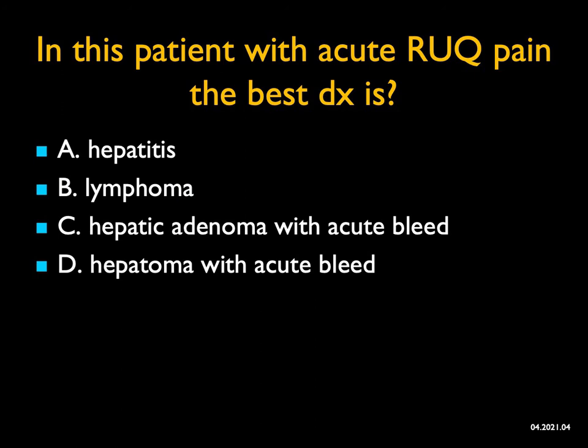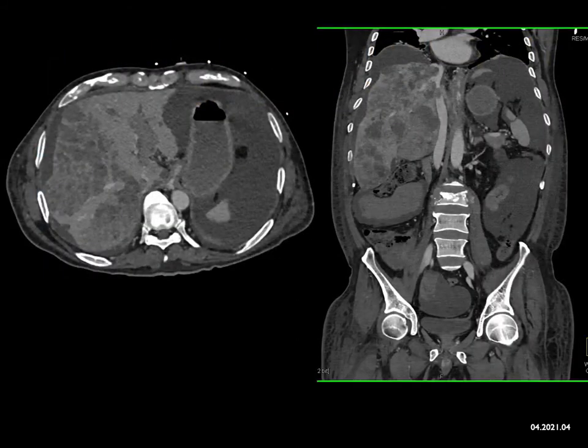In this patient with an acute right upper quadrant pain, what's the best diagnosis? Well, obviously right upper quadrant pain gives you many possible diagnoses, but here what am I looking at? I'm looking at a liver that appears to be infiltrated by tumor. This is not going to be hepatitis.